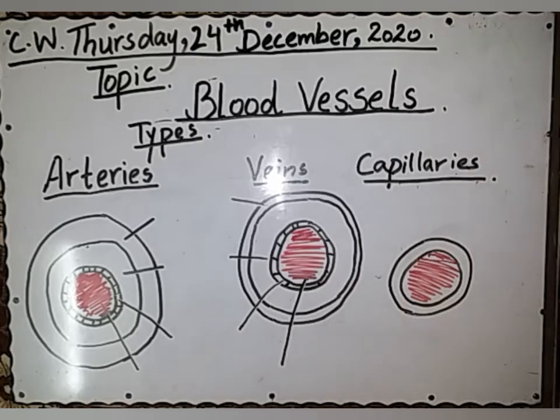Now students, let me explain the structure of blood vessels, that is arteries, veins and capillaries. I have drawn this cross-section of the arteries, veins and capillaries. This diagram shows the cross-section of arteries. First, have a look at arteries.